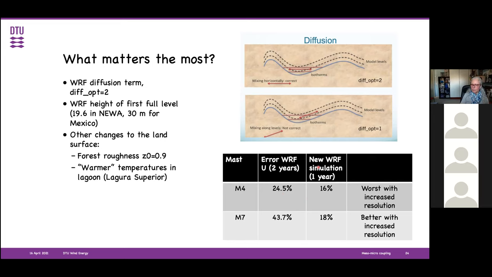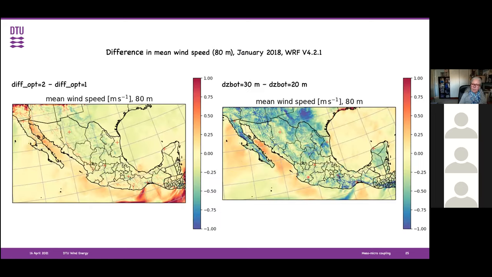And doing both these changes has actually improved the simulations from the 25% that we had before to about 16, and from 40 to 18%. But let me show you what these things matter and what they matter about.